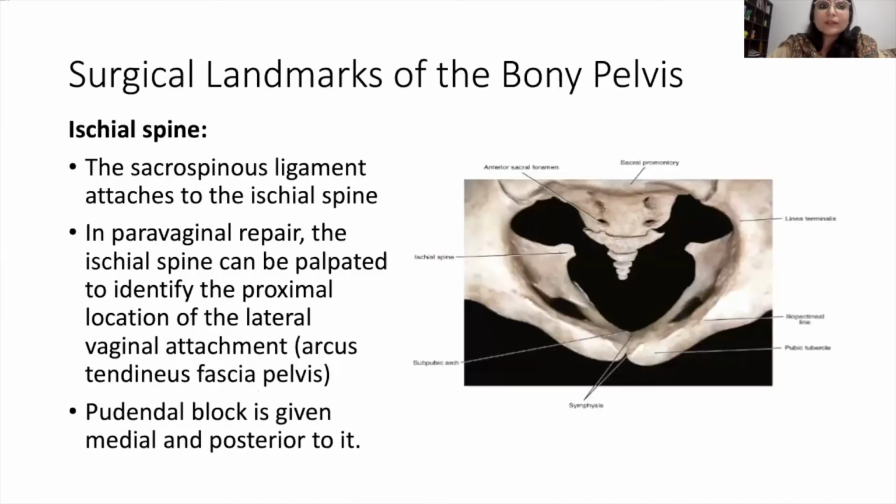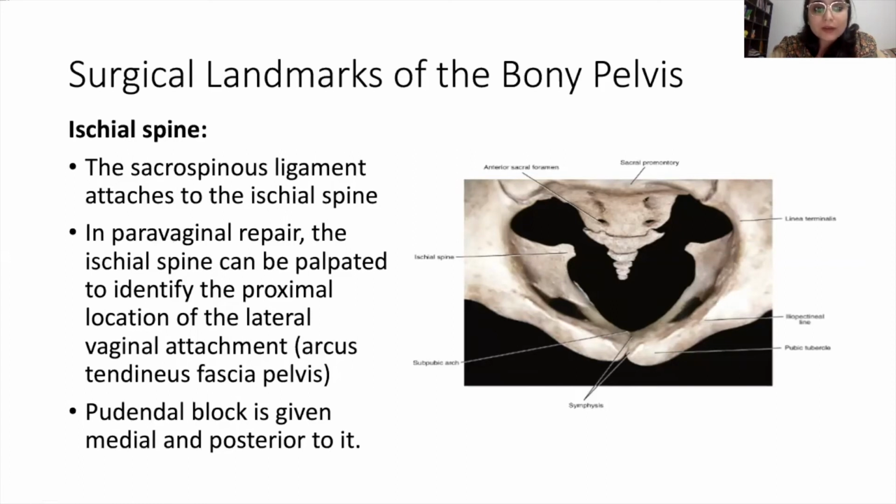Now, let us also understand some important surgical landmarks of the bony pelvis. One of the very important surgical landmarks in the bony pelvis is the ischial spine. As we keep growing up, we have studied many significances of the ischial spine in obstetrics and in gynecology. Let us revise certain important points with respect to pelvic surgery. So we know that the sacrospinous ligament attaches to the ischial spine. The ischial spine is also the point where the white line exists.